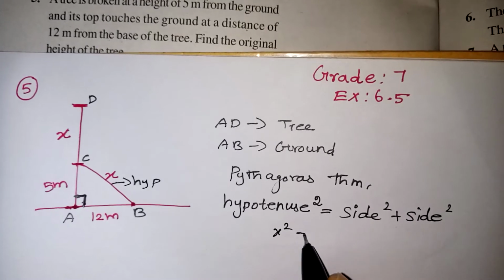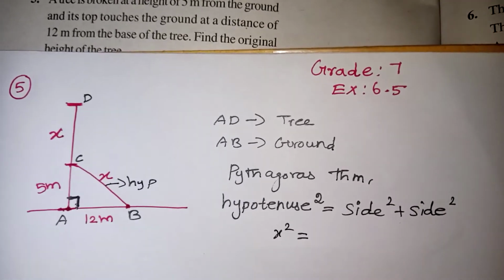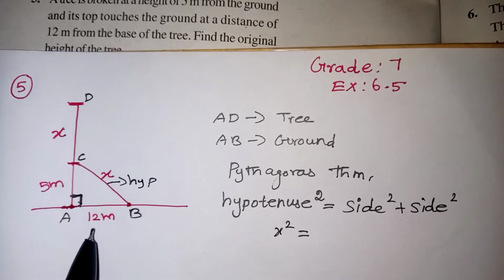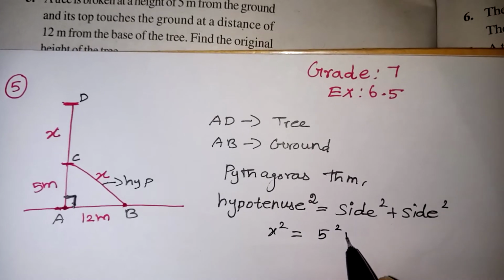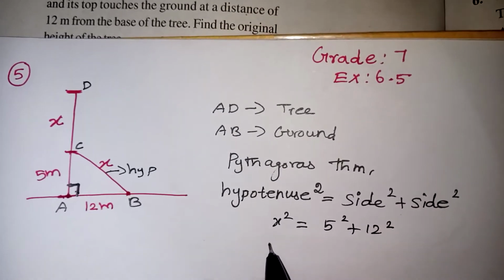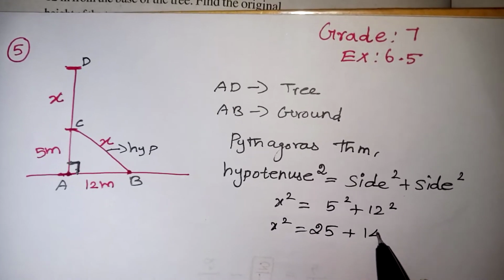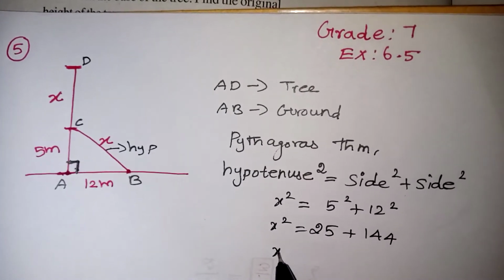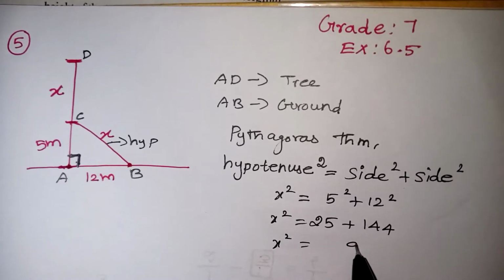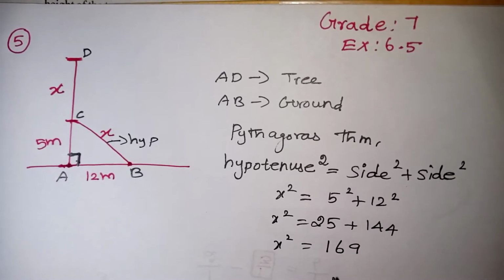So x squared equals side squared plus side squared. One side is 5, the other side is 12. So we can write 5 squared plus 12 squared. Now x squared equals 5 fives are 25, 12 twelves are 144. Now we have to add, so x squared equals 5 plus 4 is 9, 6 plus 1 is 7... 169 we are getting.